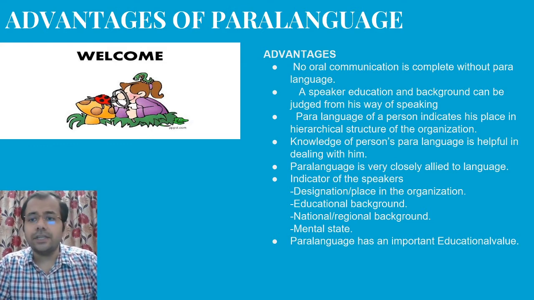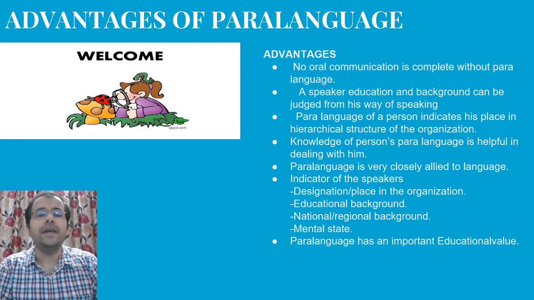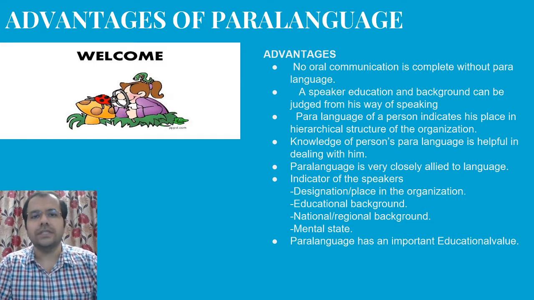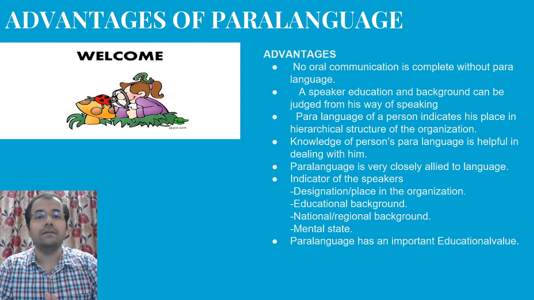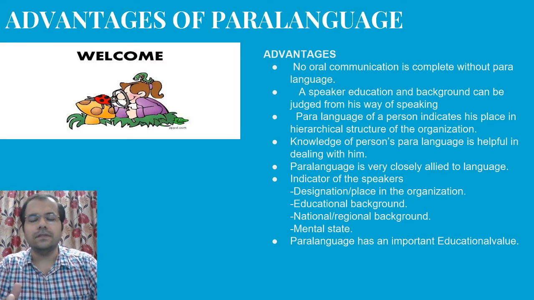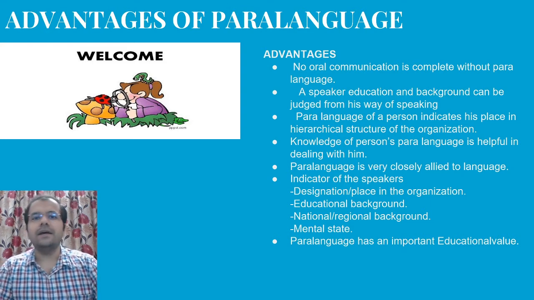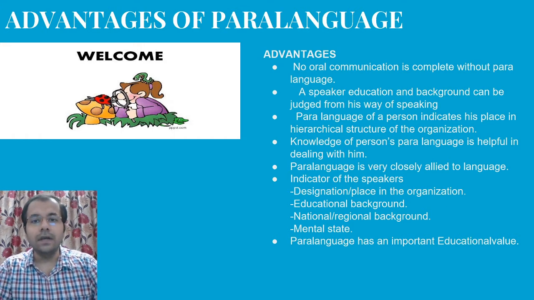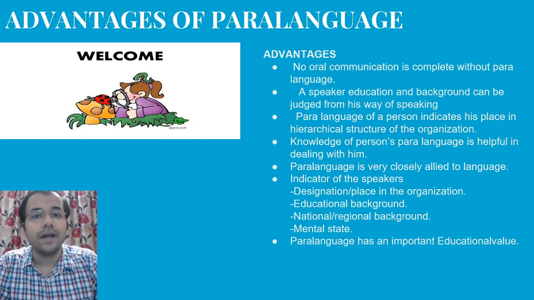A speaker's education and background can be judged by the way he is speaking. For example, you might say that this particular person does not belong to a good society, or is not from a very good local society, because he is shouting, or showing some kind of behavior in paralanguage, such as making his voice unclear, or not up to the mark, or the voice is getting cracked. So this shows what kind of background or educational quality you have.